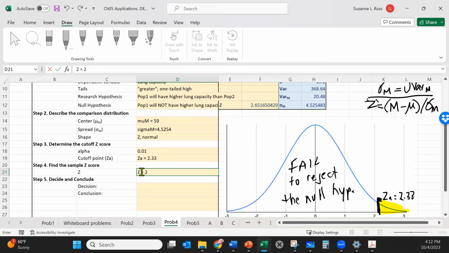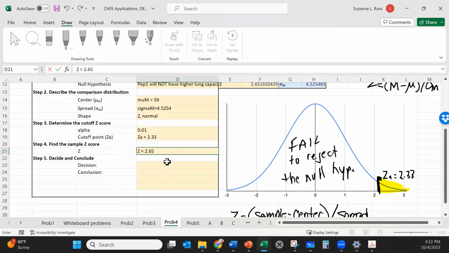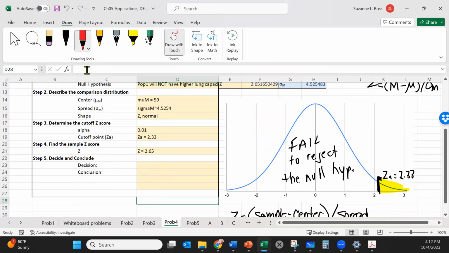Z equals 2.65. And in our last step, when we make our decision, we can mark that score onto our chart. Let's get a red out so we can tell. 2.65 is larger than 2.33. It's going to fall right around here. Z equals 2.65. It falls into the region that allows the researcher to reject the null hypothesis, and the researcher will be happy. He likes rejection.